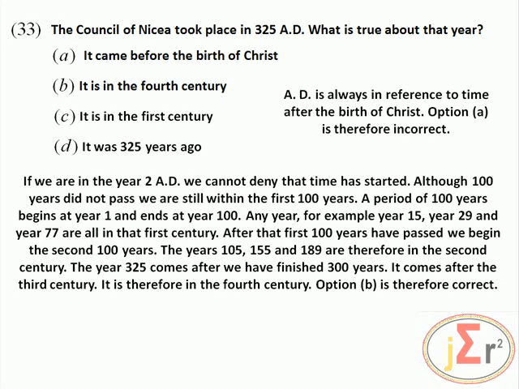Any year, for example, year 15, year 29, and year 77, all of those years are in the 1st century. After that first 100 years have passed, we begin the second 100 years. The years 105, 155, and 189 are therefore in the 2nd century.